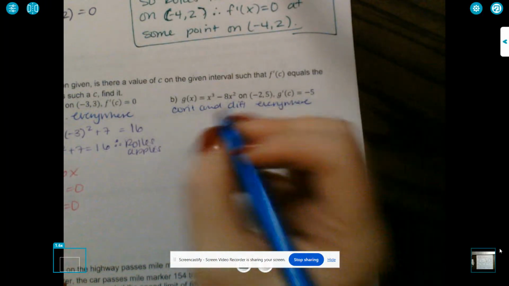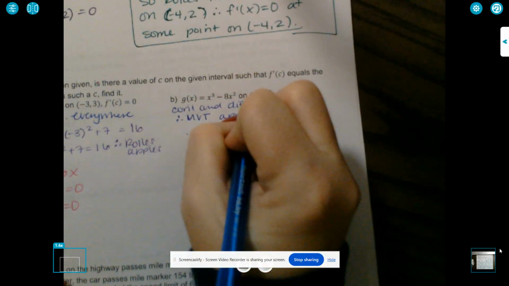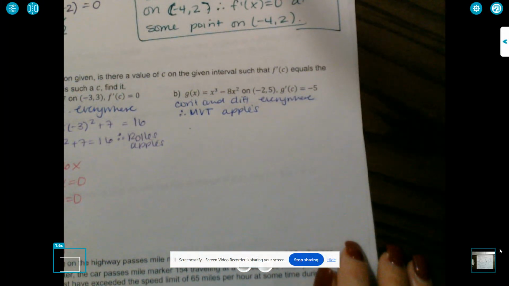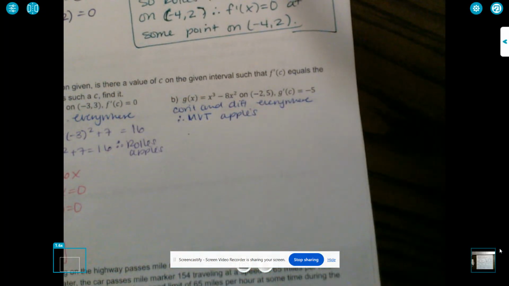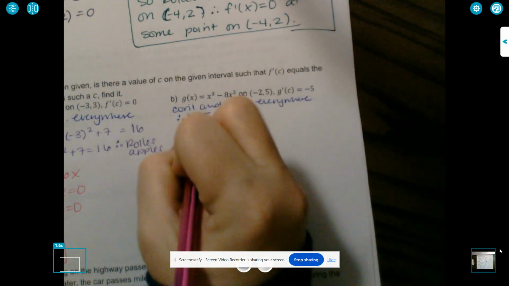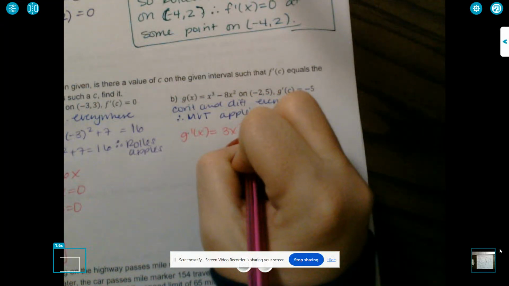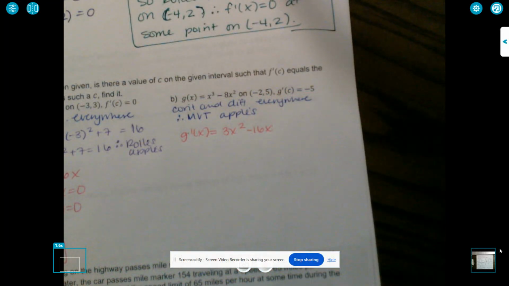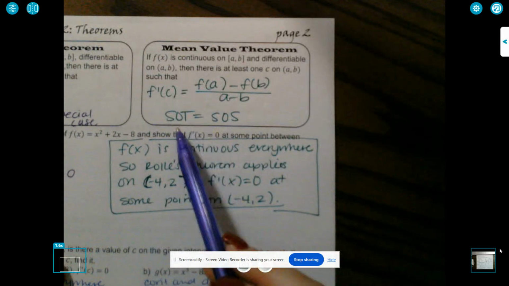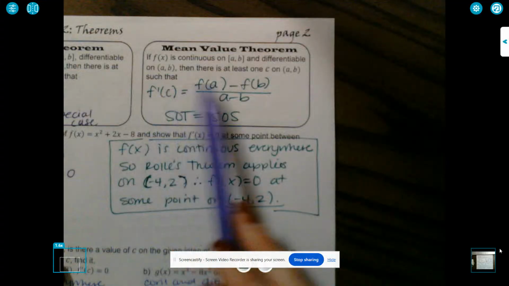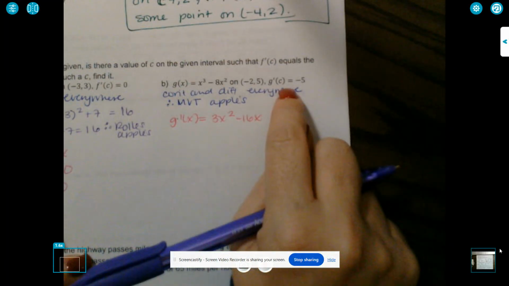So we're going to use MVT. All right, so the first thing we need to find is the derivative. Okay, and then we're going to do our math from there. So remember, we're going up here with MVT. The SOT equals the SOS. So the derivative is on the left, and then f of A minus f of B over A minus B is on the right. So I'm going to put my derivative on the left, again using C.